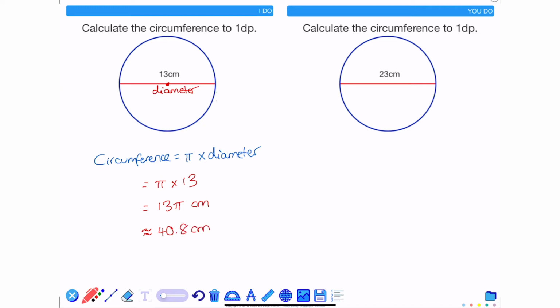Pause the video here and have a go at the question on the right hand side. When you're ready for the answer, press play.